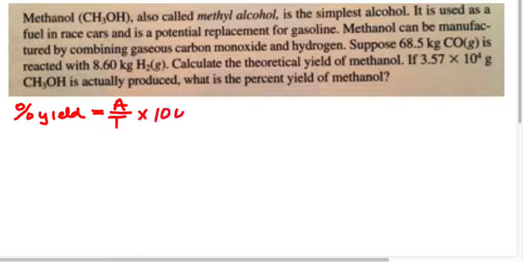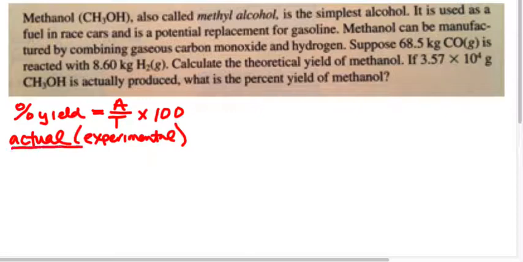Now what is actual and theoretical? Actual yield is the yield the experimenter got in the lab. Sometimes you might see the word actually. Sometimes they'll say in the experiment or experimental yield. That's all the same thing. This number has to be given to you just straight up.